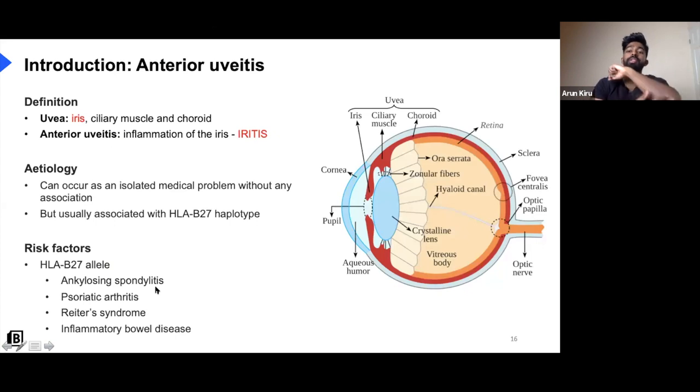Psoriatic arthritis, they may mention psoriatic plaques. Reiter syndrome, the triad of can't pee, can't see, can't climb a tree, and then inflammatory bowel disease. So be aware of those kind of clues in the question.